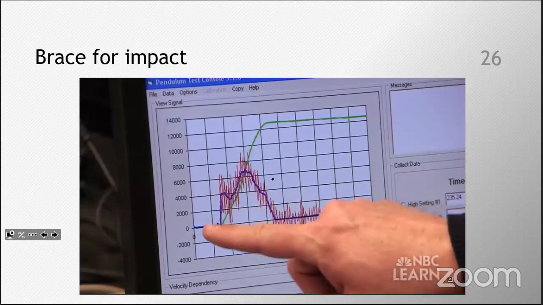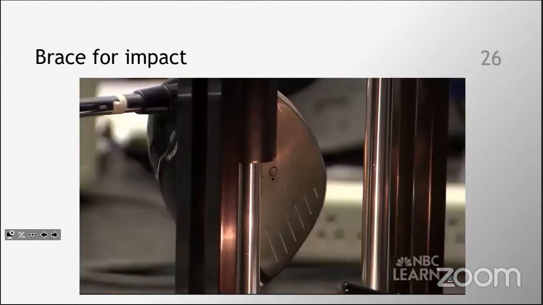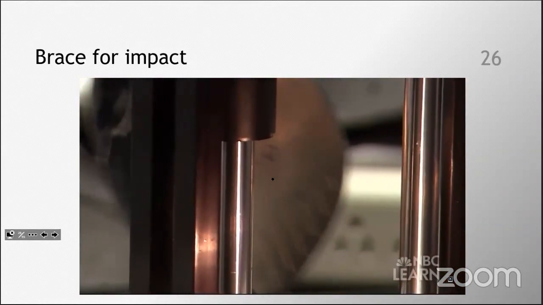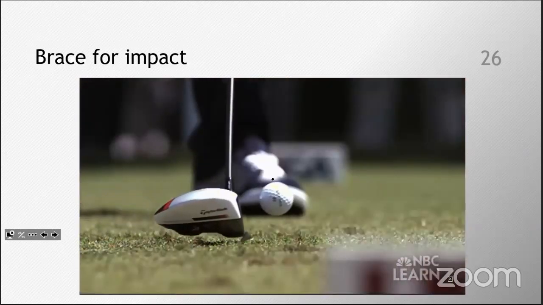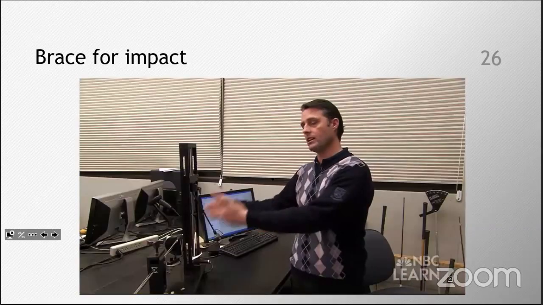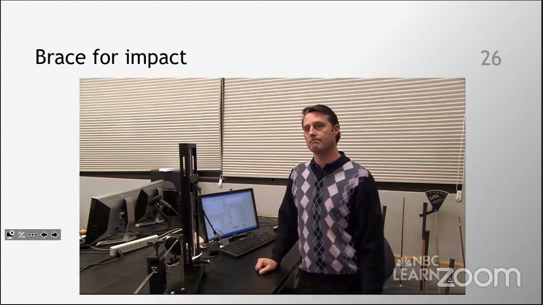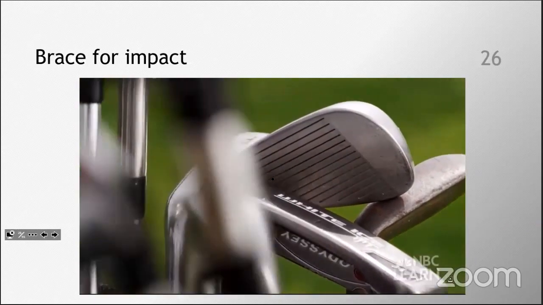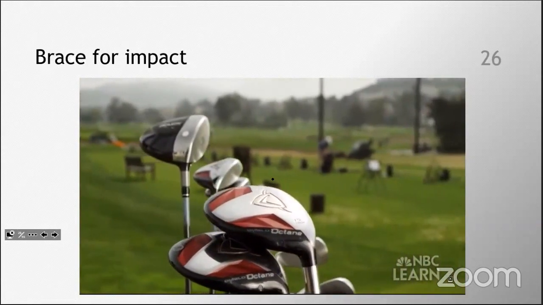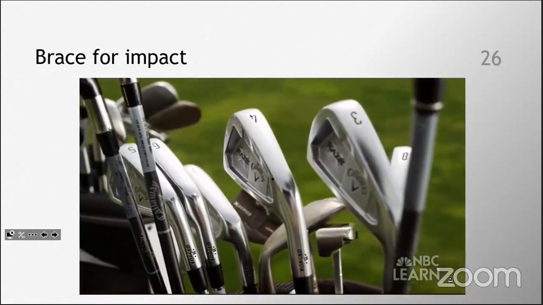And we've got some nice electronics that can measure that down to less than a millionth of a second, measure that timing, and we put a limit on that time, and that limits how flexible the club head can be.